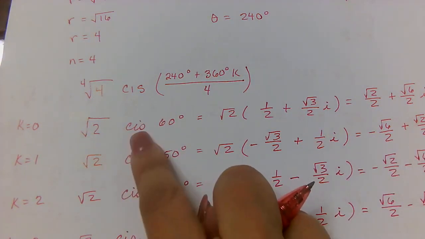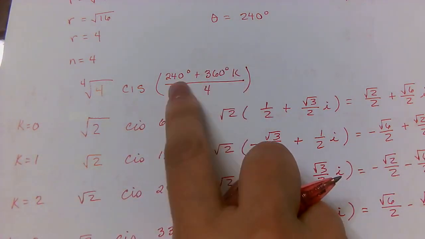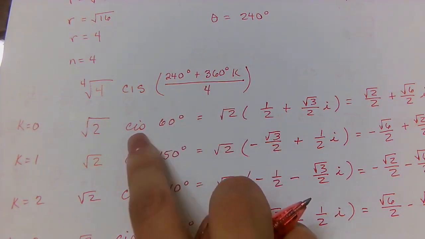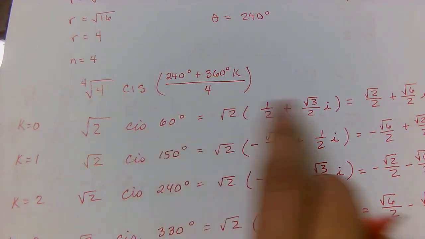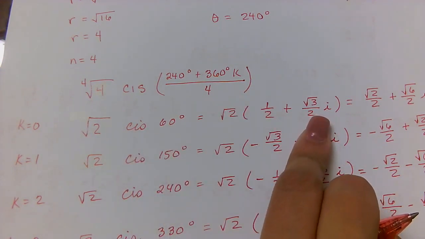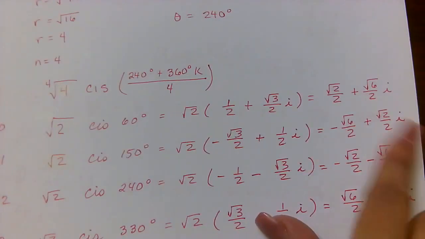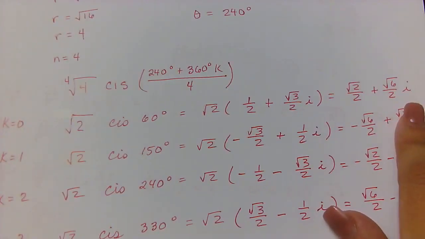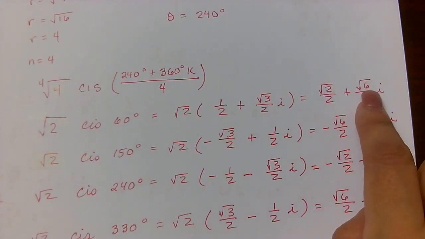Okay? Cis, let k is equal to 0. Substitute the 0, and I got 240 divided by 4, which is 60 degrees. Cosine of 60 degrees is 1/2. Sine of 60 degrees is square root of 3 over 2. And then all I did here was distribute the square root of 2 to inside the parentheses, getting this solution. Okay? When you're multiplying radicals, you can just multiply the inside numbers.